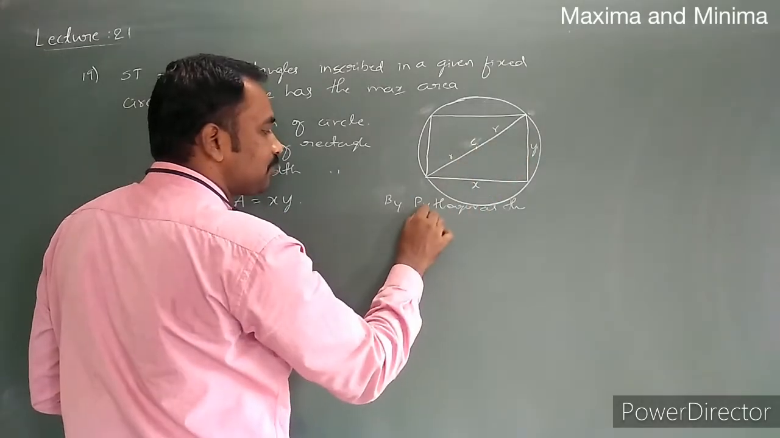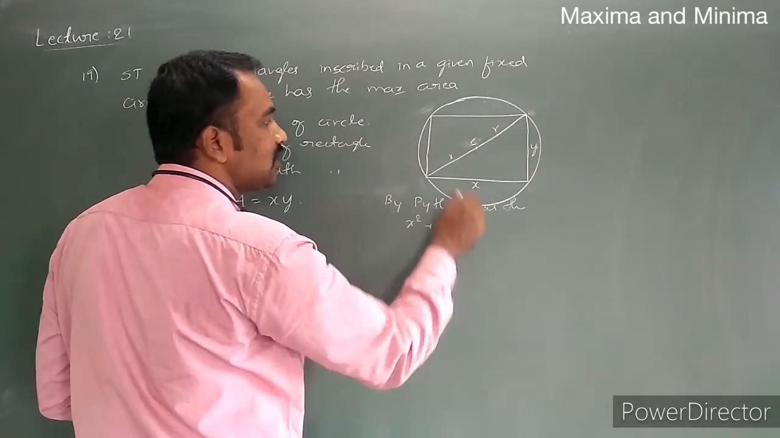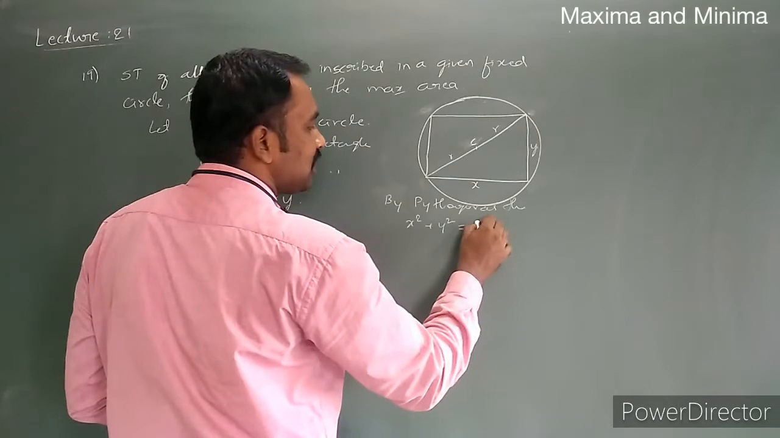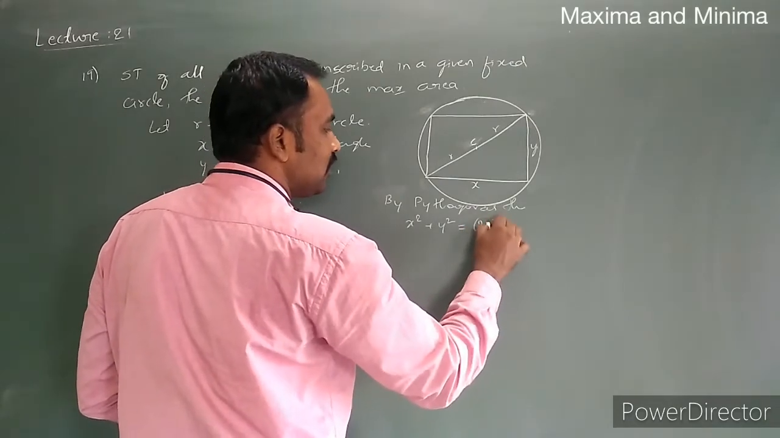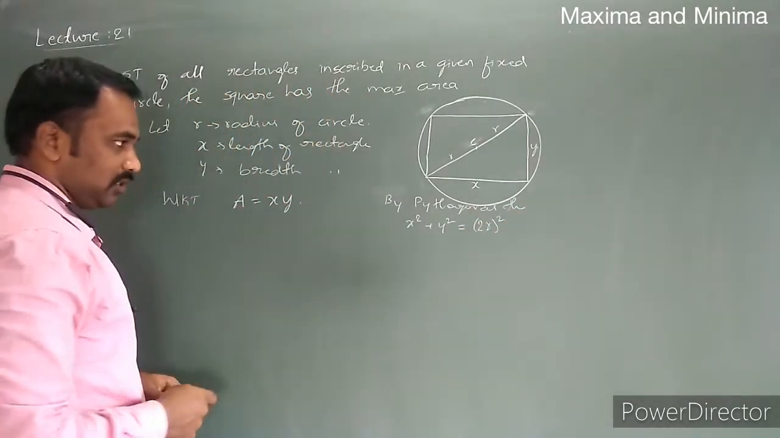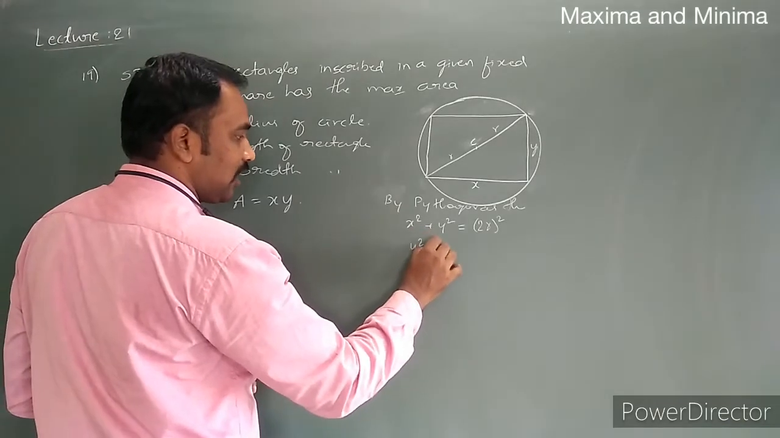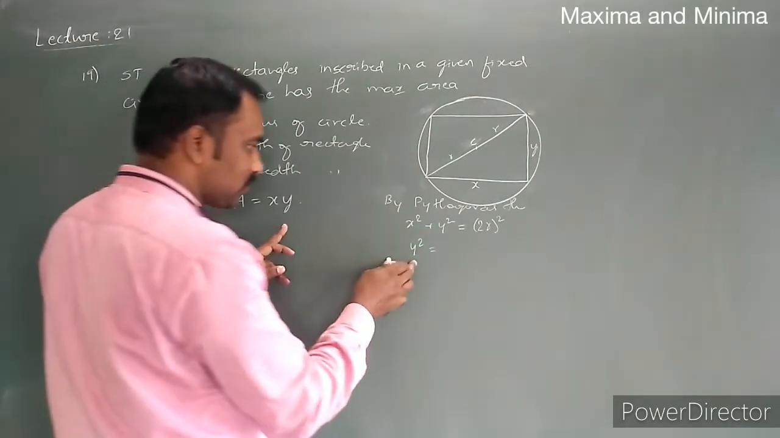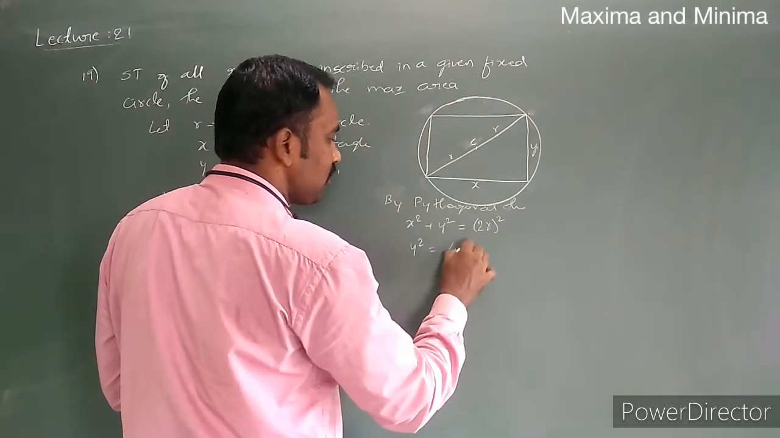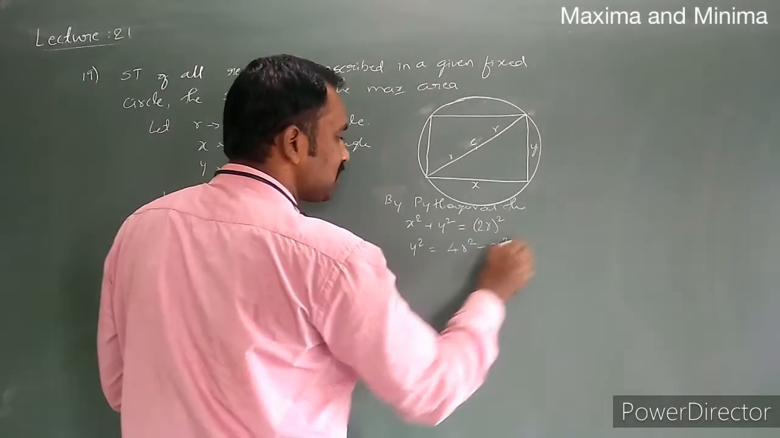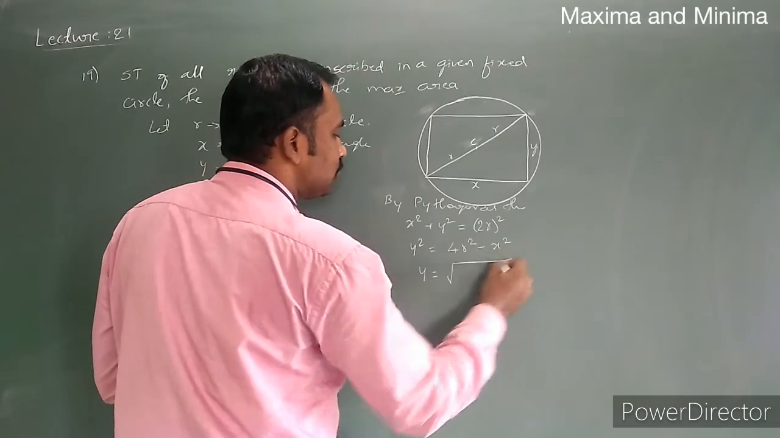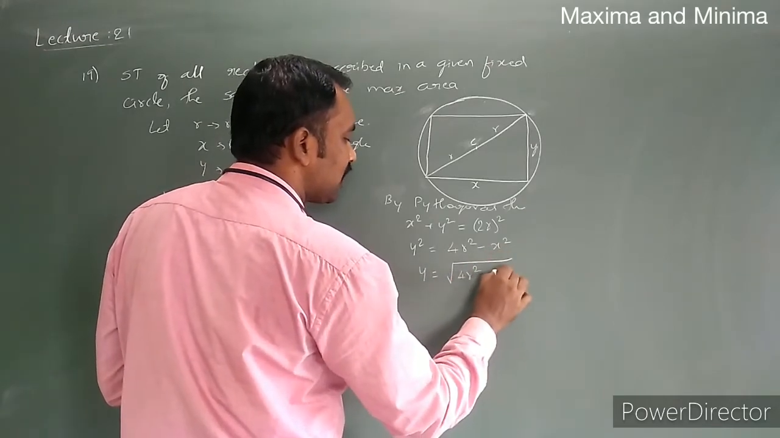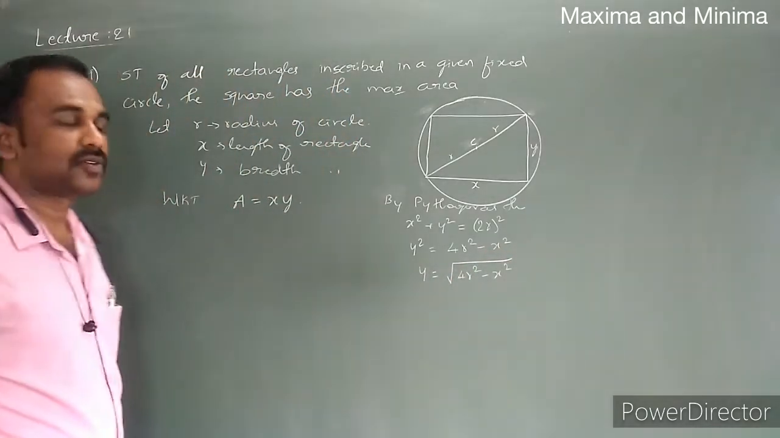So x square plus y square is equal to hypotenuse. That means 2r whole square. So from this we can easily get y square. We are interested to replace the y value, so y square is equal to 4r square minus x square. Y is equal to positive square root of 4r square minus x square.